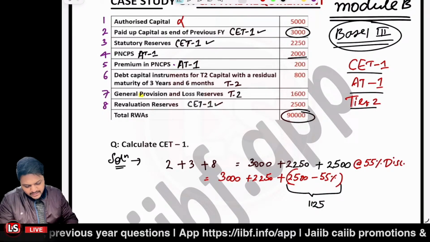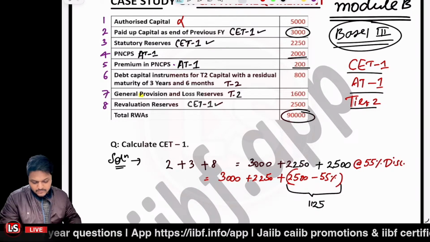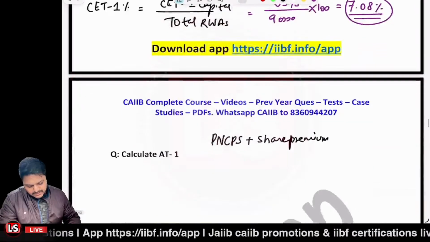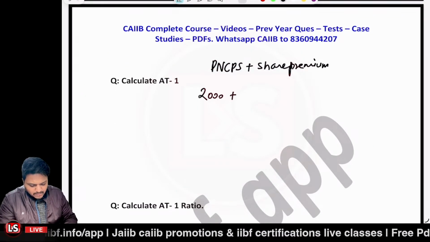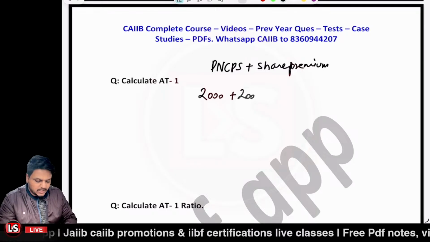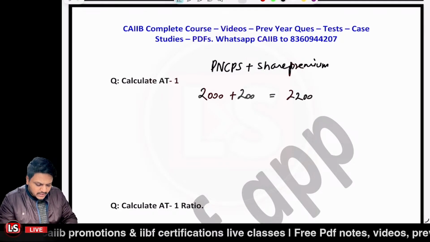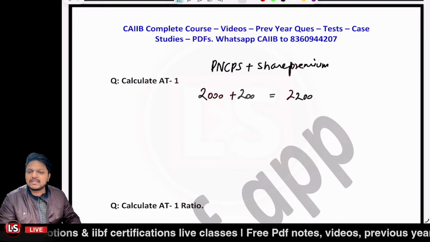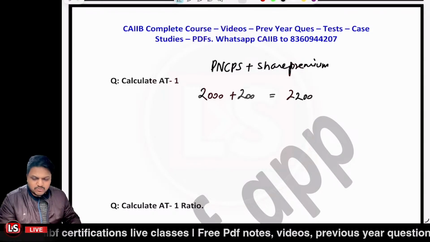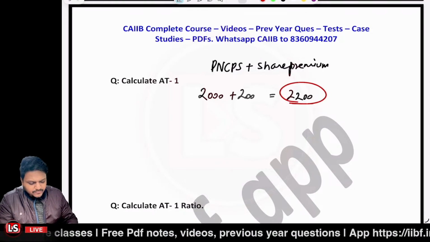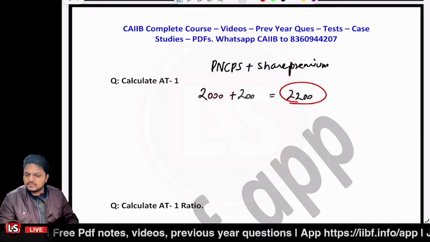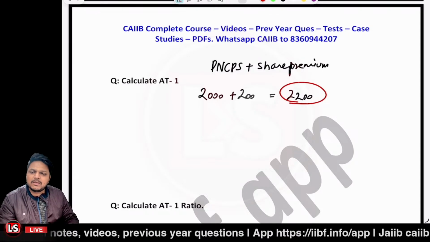One is 2000 and the other is 200. So for PNCPS it is 2000 and for share premium of AT1 it is 200. So the total would be equal to 2200. So AT1, that is additional tier 1, is 2200. But if you mark this answer 2200, it may be wrong. Why am I saying it may be wrong?